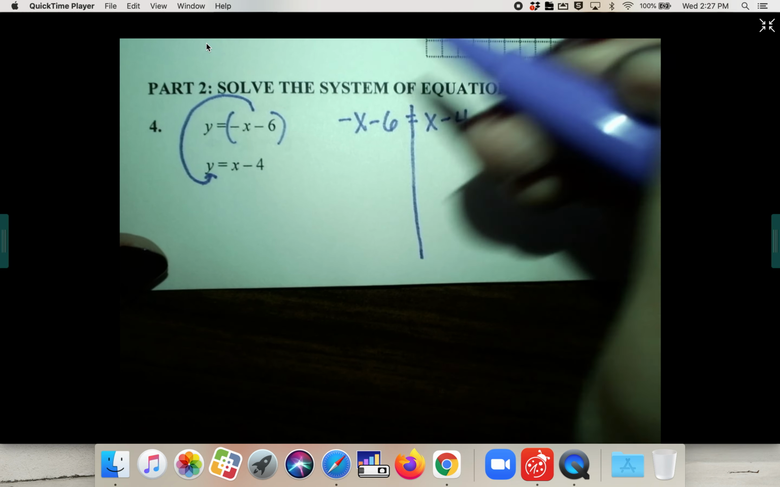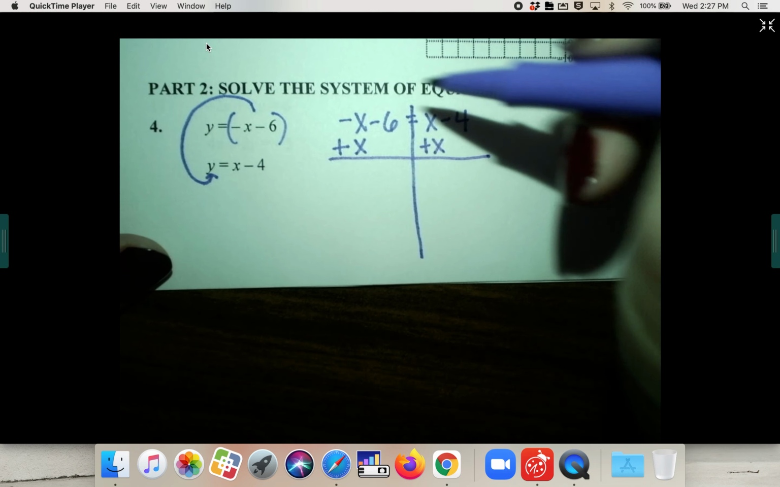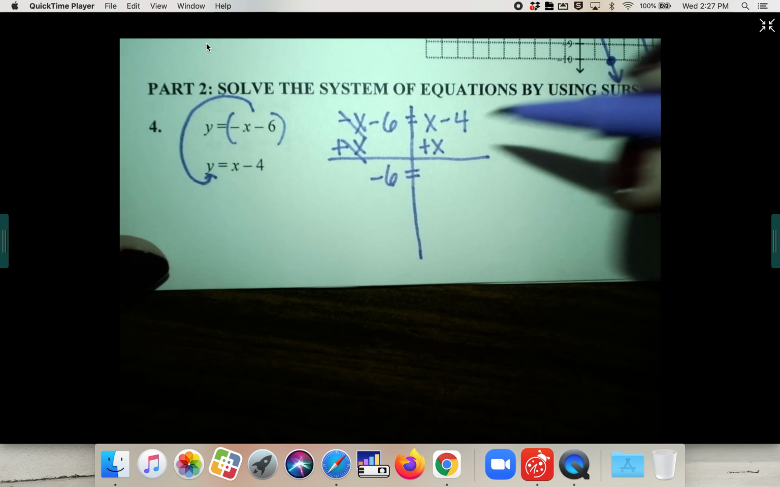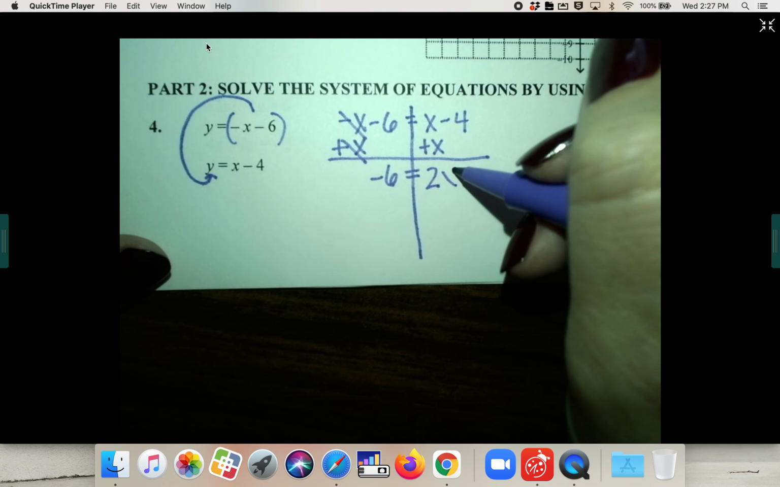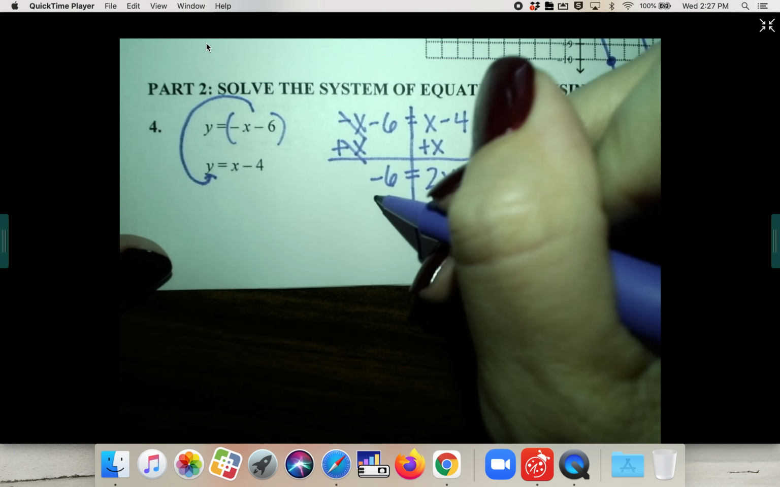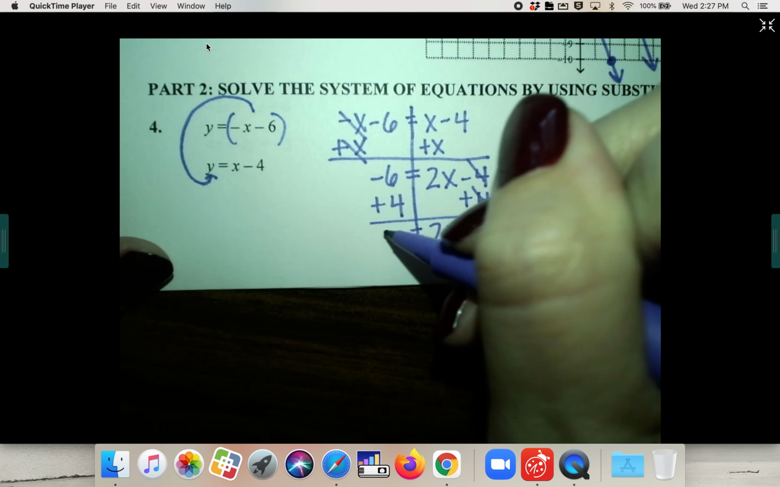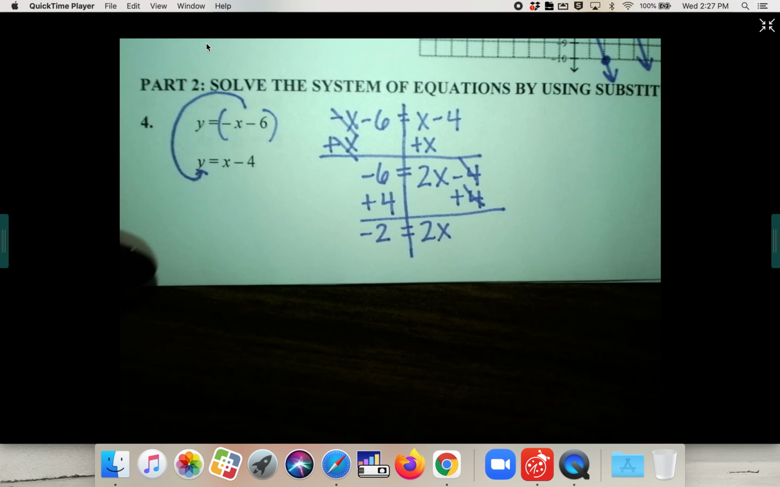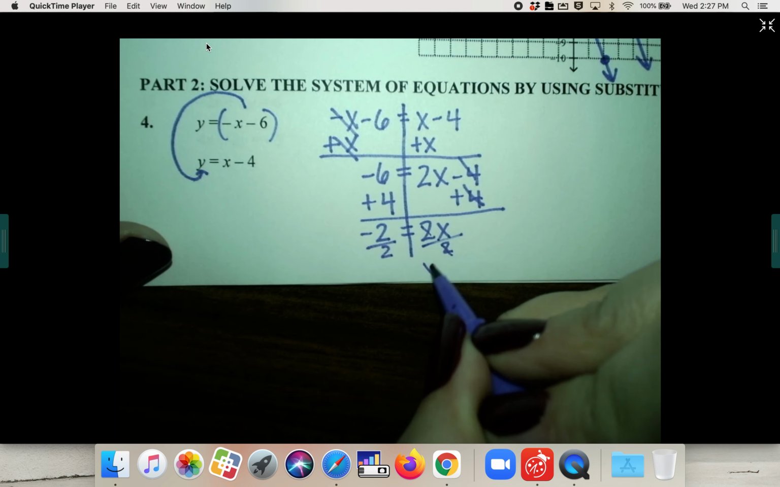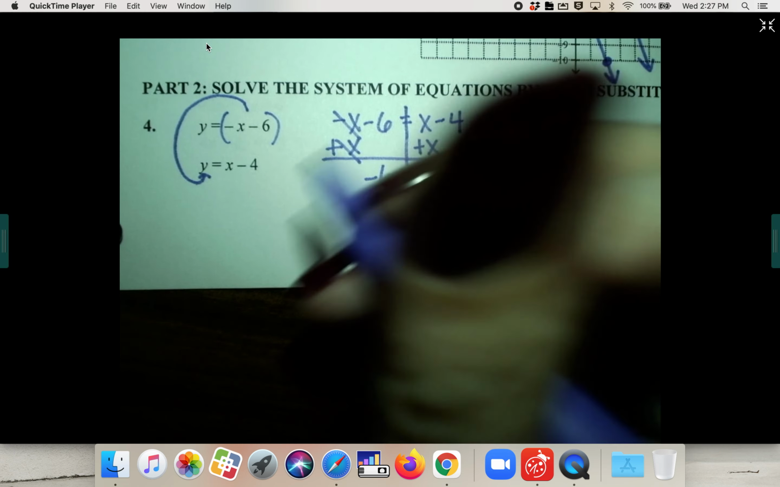So I'm going to add 1x to both sides. That cancels it out over here and leaves negative 6. On the right, 1x plus another 1x is 2x minus 4. I'm going to add 4 to both sides. Bring down 2x. I'm running out of room, but that's okay because it's my last step. I'm going to divide both sides by 2. X equals negative 1. Okay, that is half of my answer.